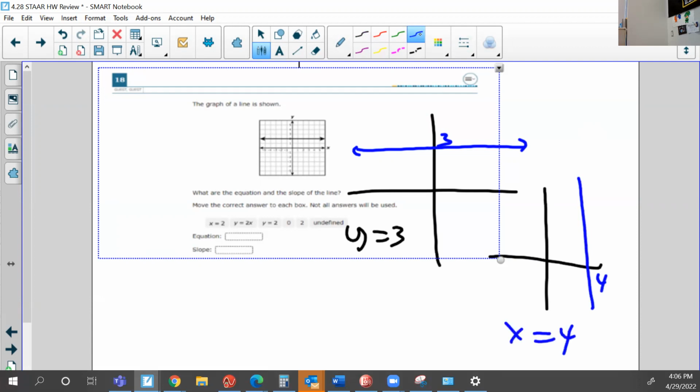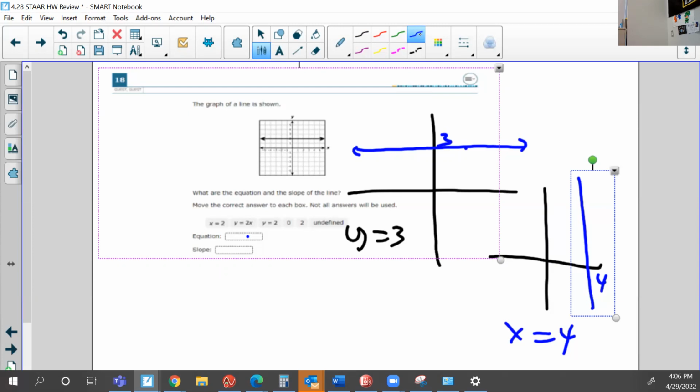Got a little difference, right? It crosses the y-axis, it could be y equals 3. It crosses the x-axis, it's x equals 4. Okay, so remember, you gotta be careful. So the answer is y equals 2 in this case, and the slope of a line like this is 0, m equals 0. Just gotta remember those 2 key things.